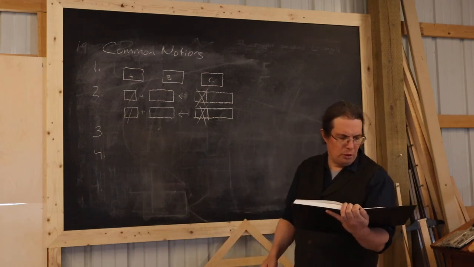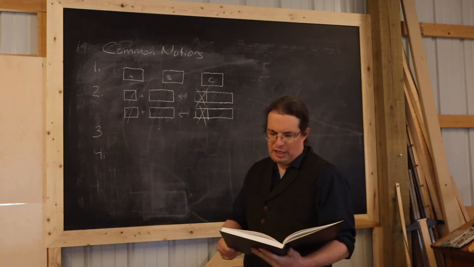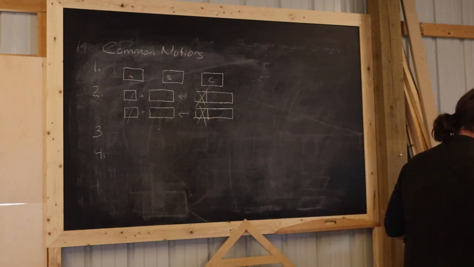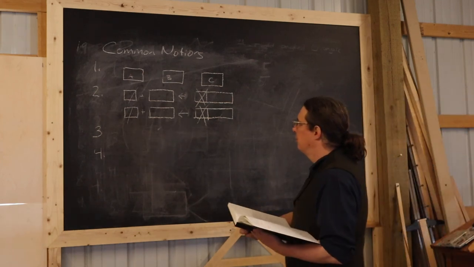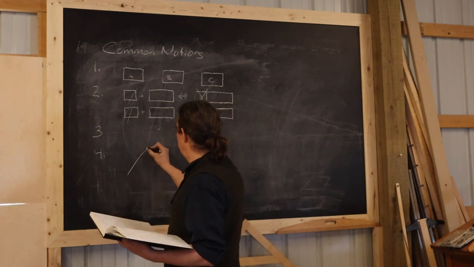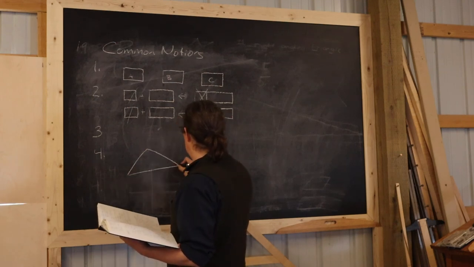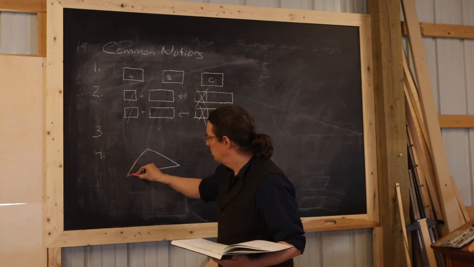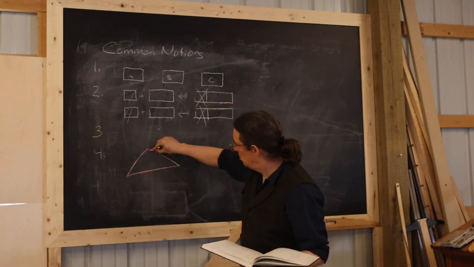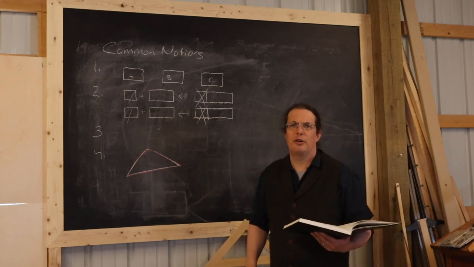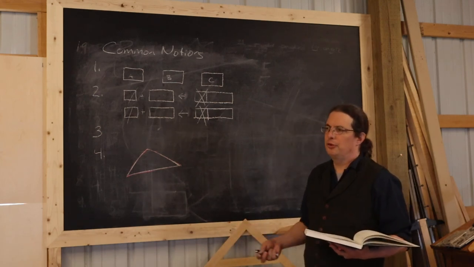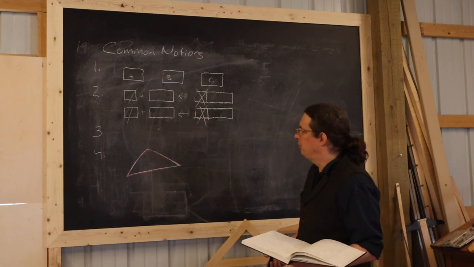Common notion four says things which coincide with one another equal one another. So imagine I had a triangle, and that triangle coincides with another triangle, then those two triangles are equal. And again, this is true for any figure in Euclidean geometry.